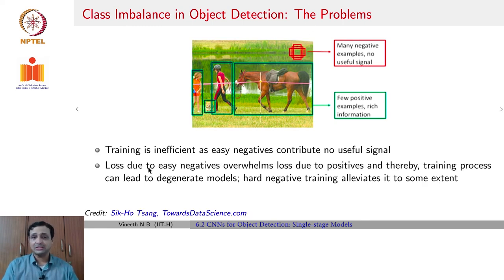Secondly, the loss could get overwhelmed because of the negatives instead of the positives, and this could degenerate the training process and lead to degenerate models. To some extent, the hard negative mining that we spoke about in SSD, where we try to ensure that the final loss only uses examples with a significant confidence loss and ensures a ratio of 3:1 between negatives and positives, does alleviate these issues, but the issue still remains.